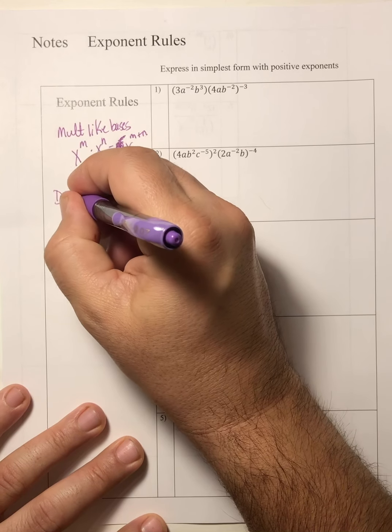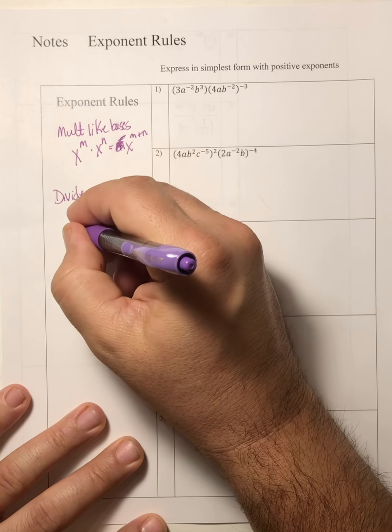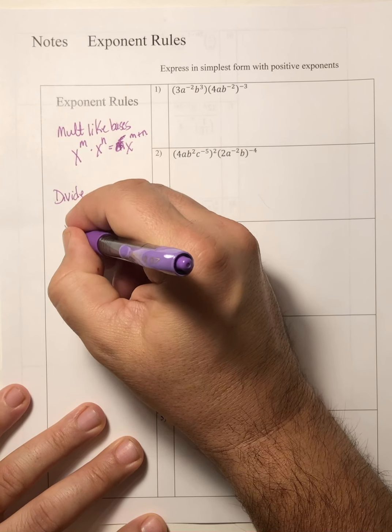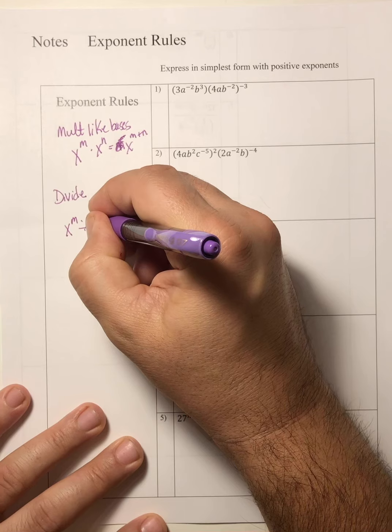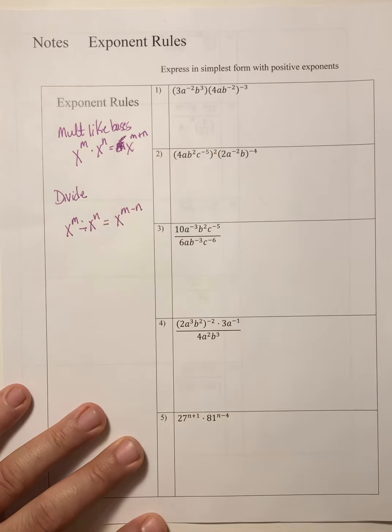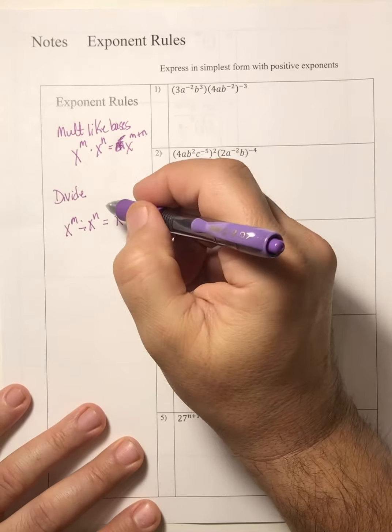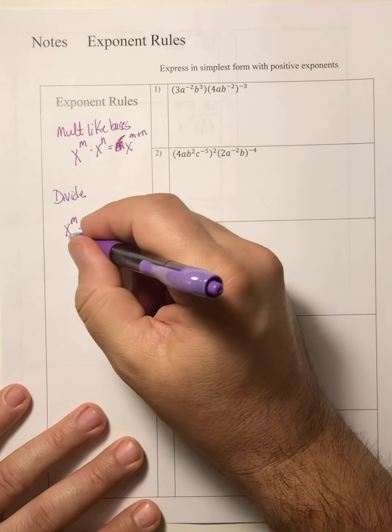Divide. Remember, we're dividing, so it's x to the m divided by x to the n, then it's x to the m minus n. We're subtracting.